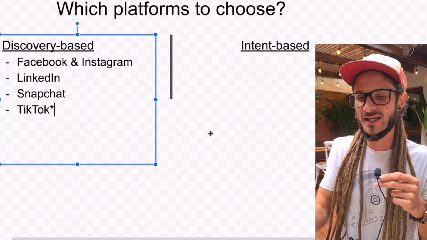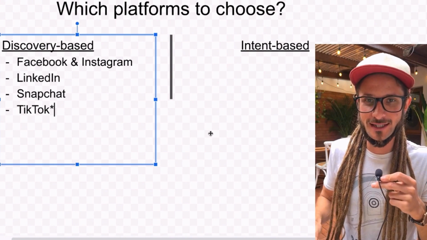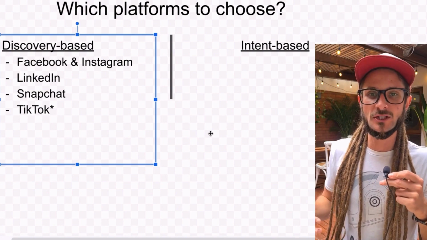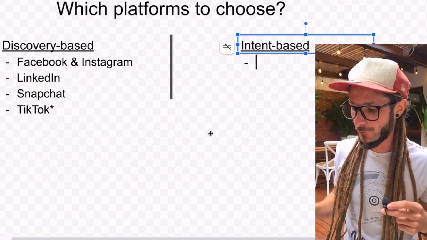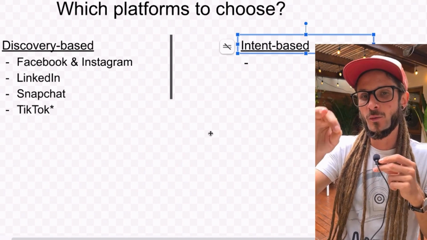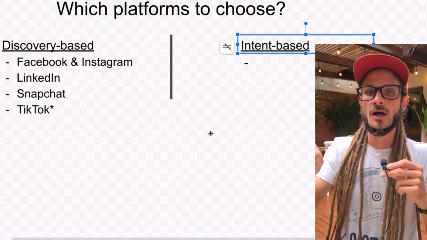That's why I put an asterisk here, and I'm going to go into the third category. Stay tuned for that at the end, which touches on how these platforms are utilizing both, okay? So intent-based platforms. What is an intent-based platform? An intent-based platform is a platform where you're actively typing in a solution.